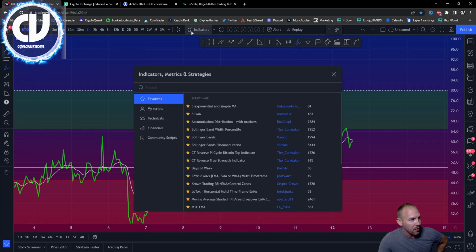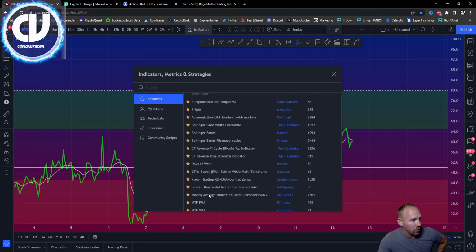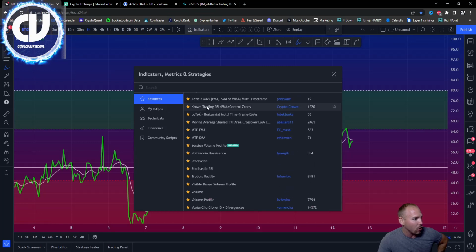And the specific indicator that I'm using is, hopefully I can get it real quick here, on here somewhere. It is called RSI plus EMA, made by Crypto Crown, 1520 right there.